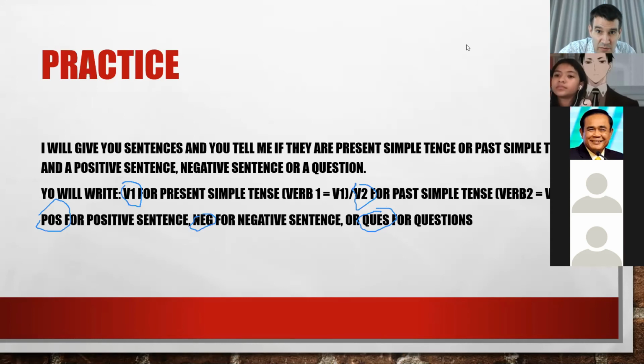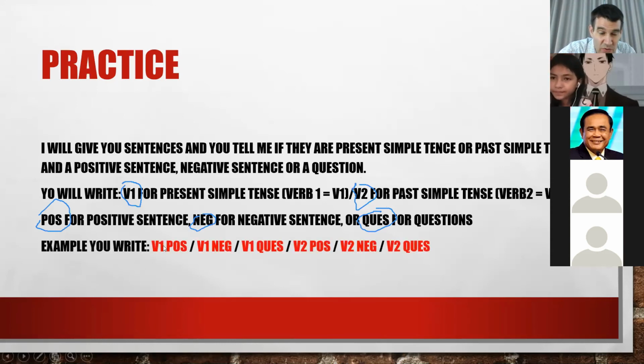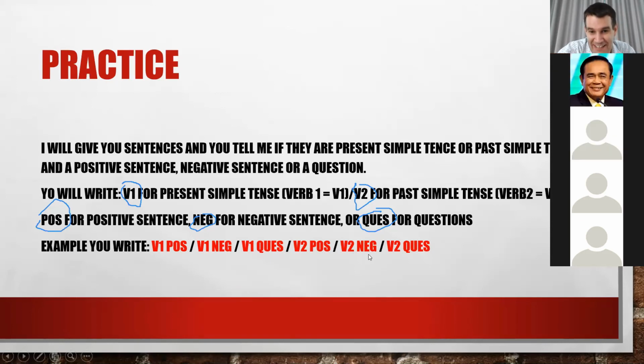So just to show you what it looks like that you will write. So you will write these either V1 POS, V1 NEG, V1 QUES, V2 POS, V2 NEG, V2 QUES. Maybe this is difficult to remember, but just remember POS, NEG, QUES, positive, negative, or question, and V1 or V2. Okay, I hope you can remember.